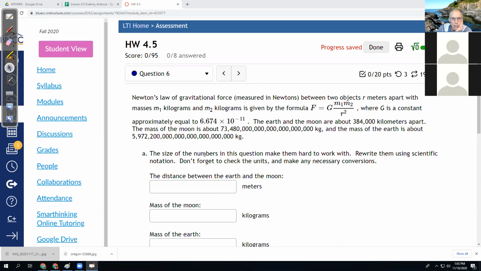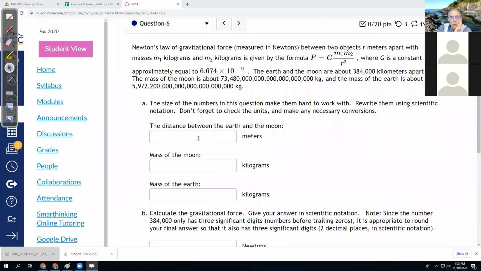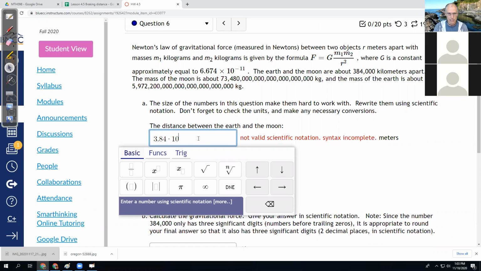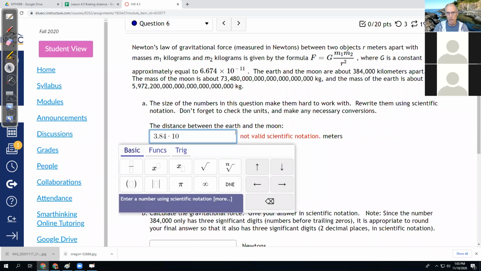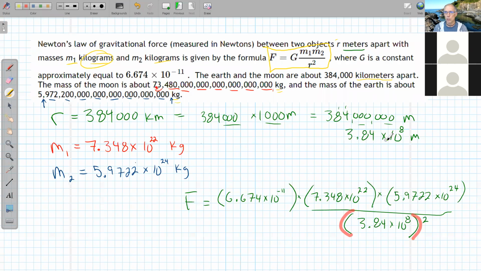Rewrite them using scientific notation. Okay, so I was doing a good job there. So meters for the moon. So that was the, let's see, 3.84 times 10 to the power 8, I think. And again, it was warning me that I might not have been in scientific notation. Right, so pay attention to those warnings. And then double check with my notes. 3.84 times 10 to the 8.